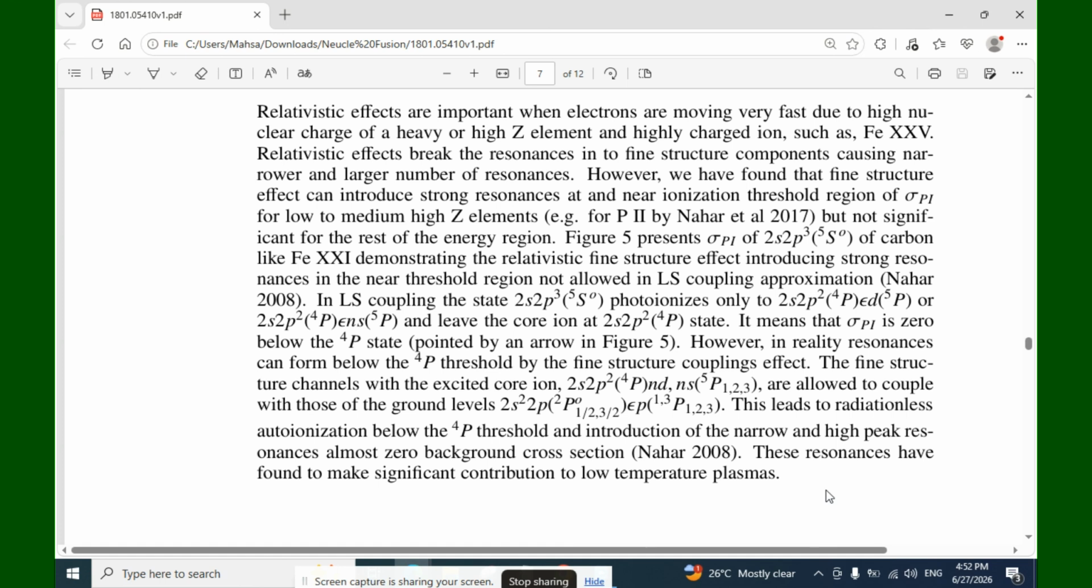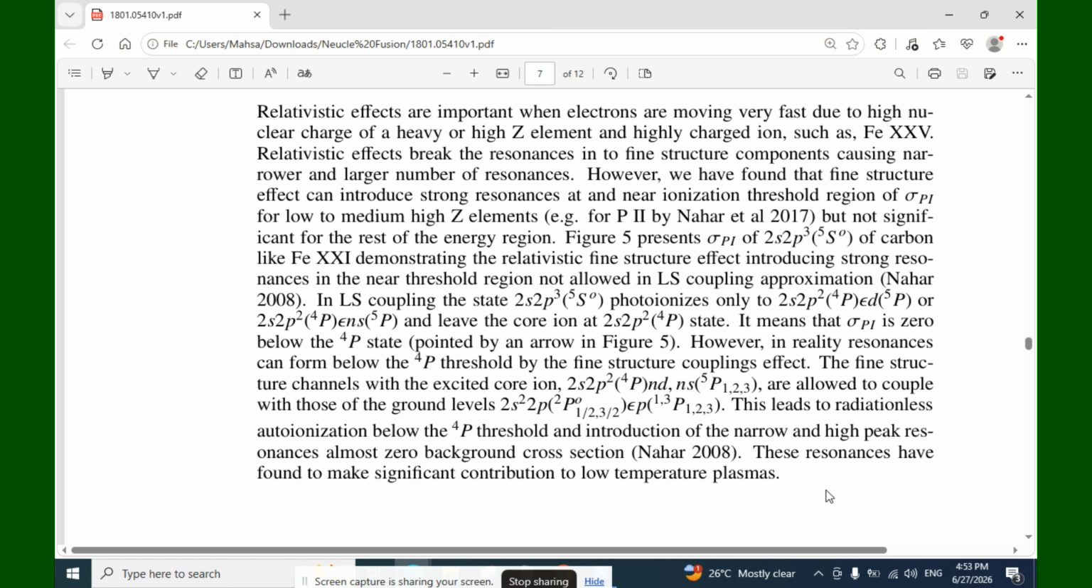I am demonstrating the relativistic fine structure effect introducing strong resonances in the near threshold region, not allowed in the LS coupling approximation. In LS coupling, the state photoionizes only to 2s2 2p2 and leaves the core ion at 2s2 2p, 2P state. It means that the sigma PI is 0 below the 2P state pointed by an arrow in figure 5. However, in reality, resonances below the 2P state can form below the threshold by the fine structure coupling effect.